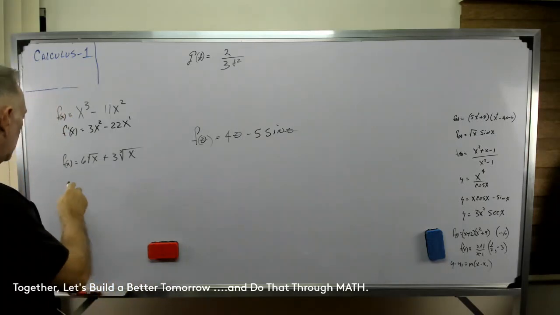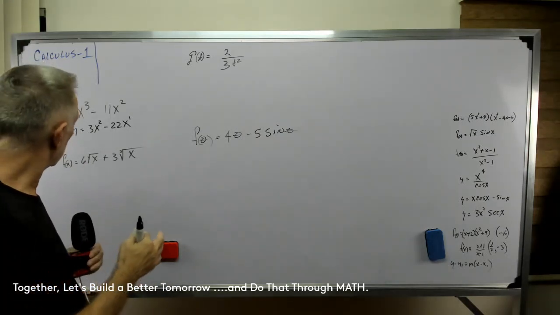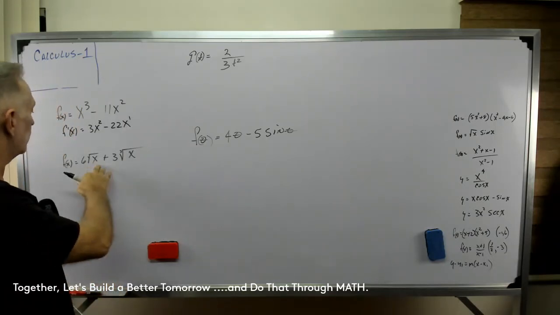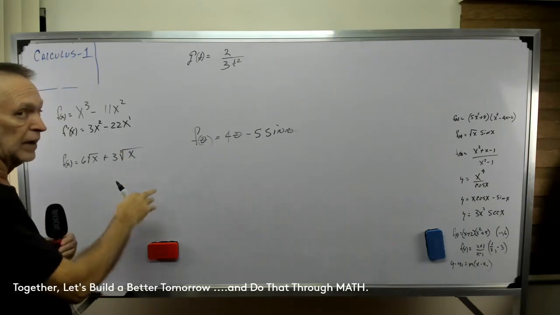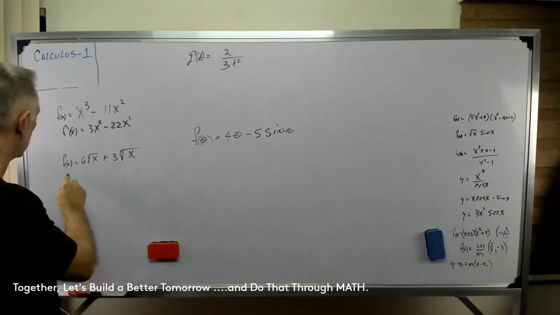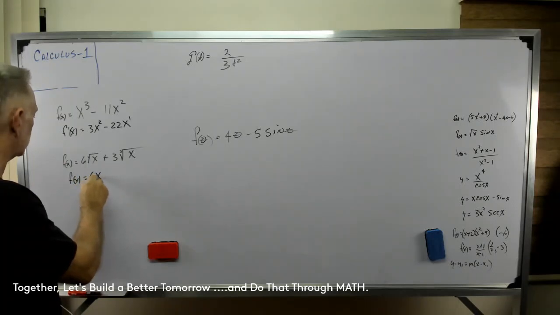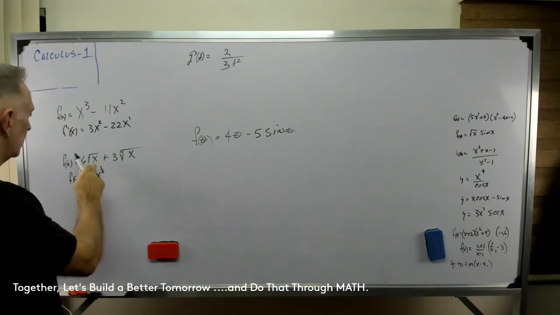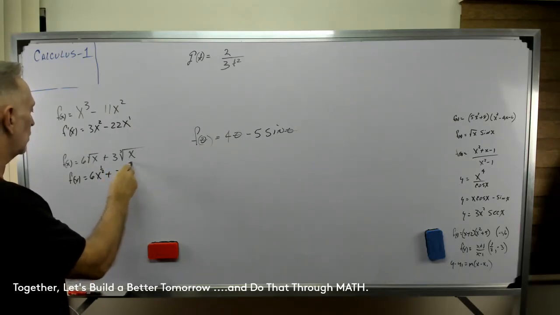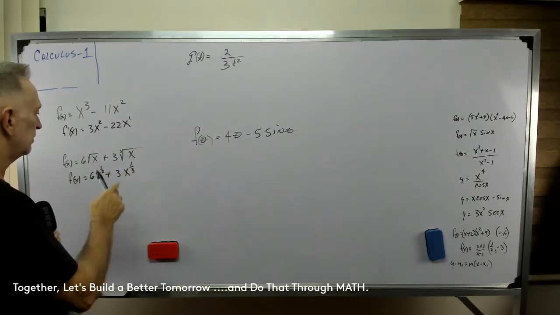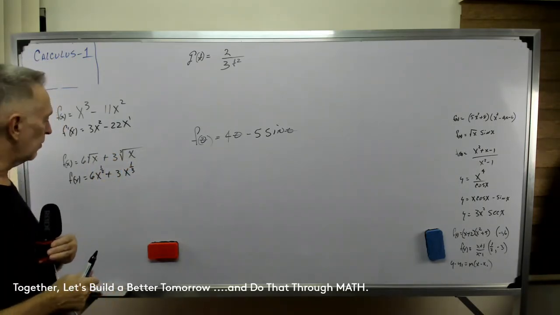Okay, next one down. This guy here, we've got 6 times x square root of x plus 3 times the cube root of x. So let's change those. F of x equals 6x to the 1/2 plus 3 times x to the 1/3, because the cube root would be noted as to the 1/3 power.